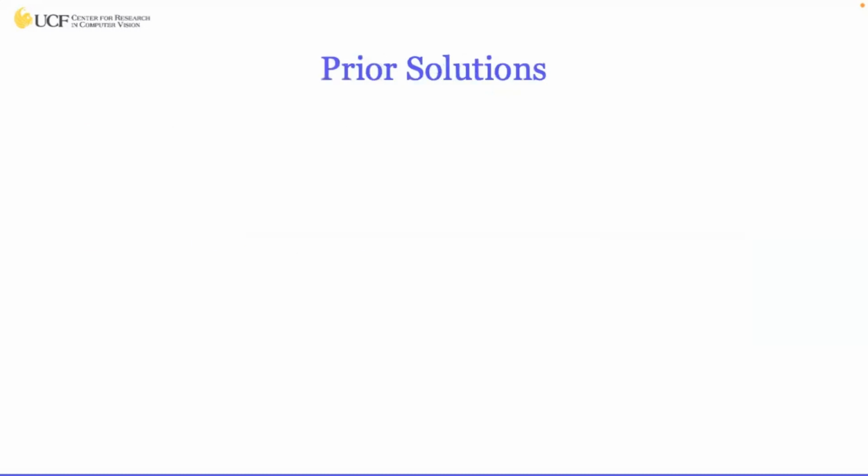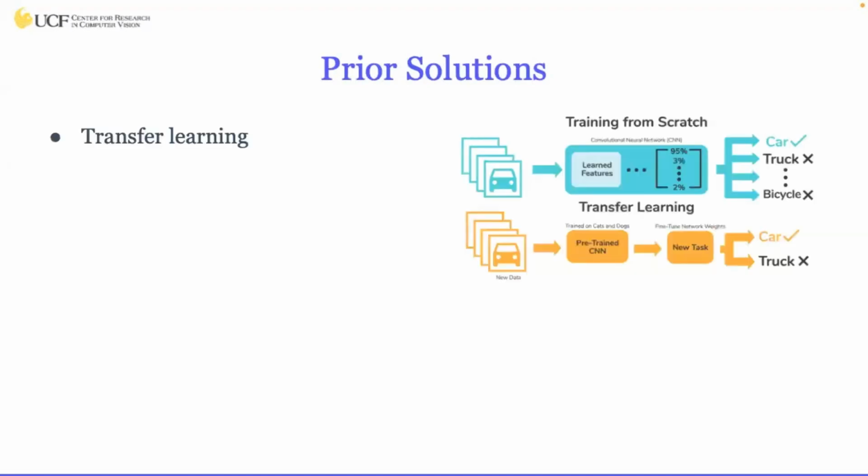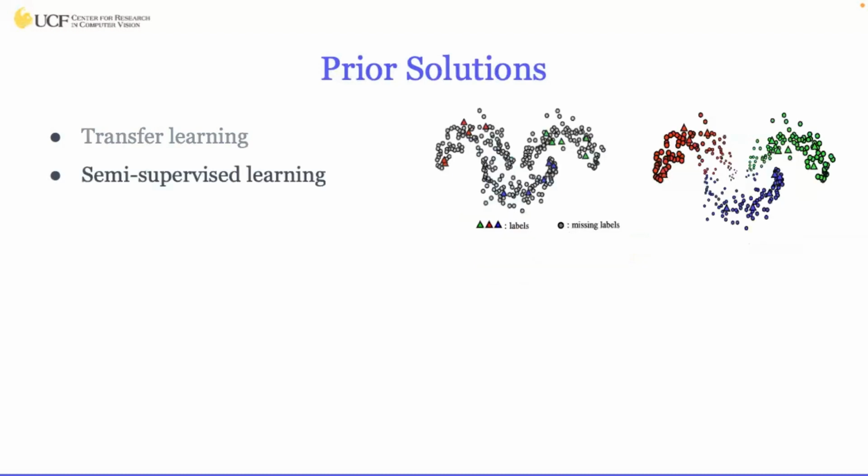Several research directions have been explored to solve this annotation bottleneck of deep learning models. One of them is transfer learning. The main idea here is that instead of training from scratch, we can pre-train a model on a related dataset, which has a lot of labeled samples. It can be something like ImageNet 1K or ImageNet 21K. Then we can fine-tune this model on the desired downstream dataset with only a handful of labeled samples.